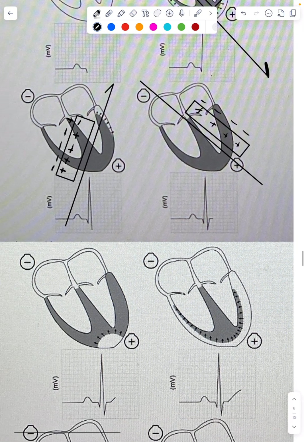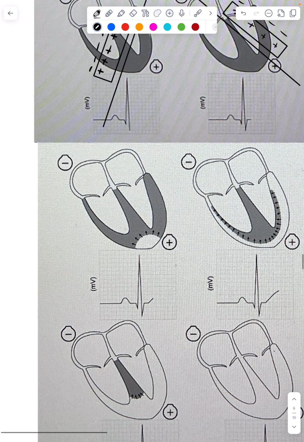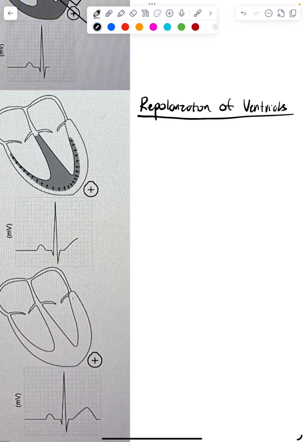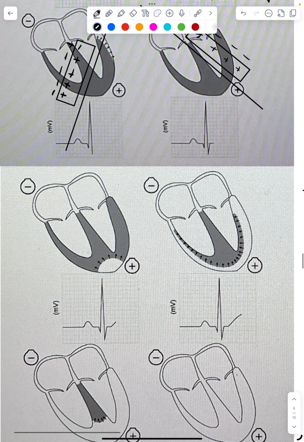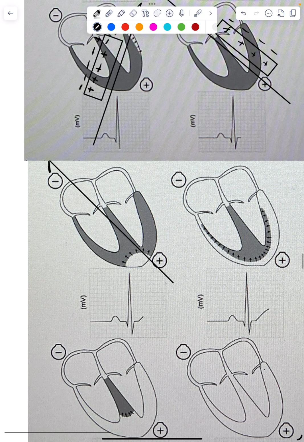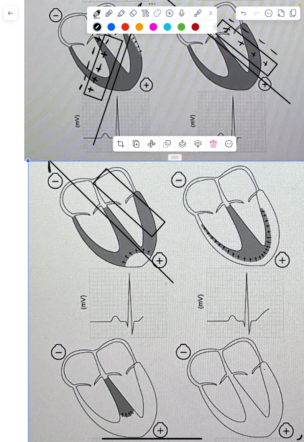Now, let's go look at our repolarization. So this is repolarization of the ventricles. Now, we're going this way, right? I would say our common vector is this way. Now, the outside of our cells are all already depolarized. We're repolarizing, so these are all negative.